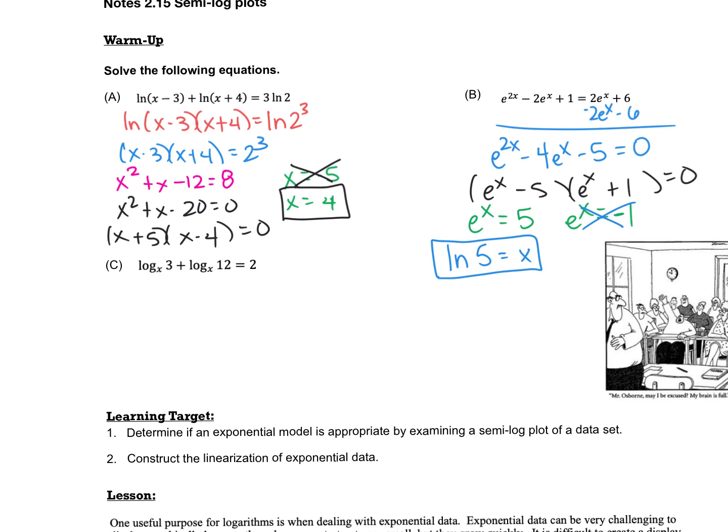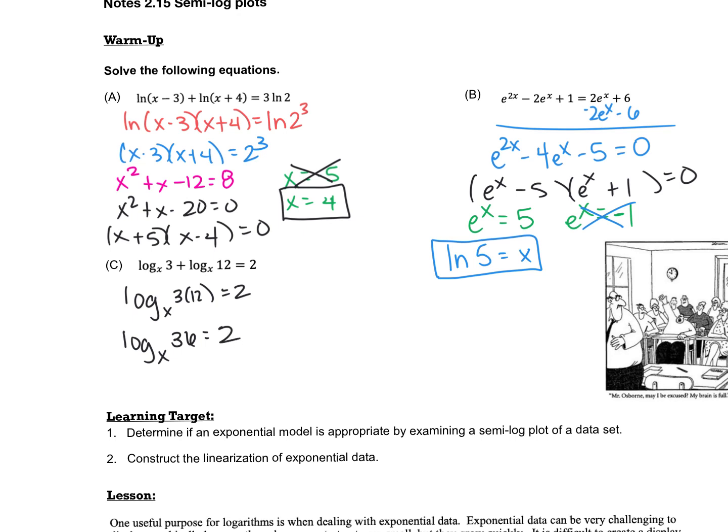I can't put them together, right? Because they have the same base. It's a base of x, and they're being added. So we could write that as log base x of 3 times 12 is equal to 2, or log base x of 36 is equal to 2.